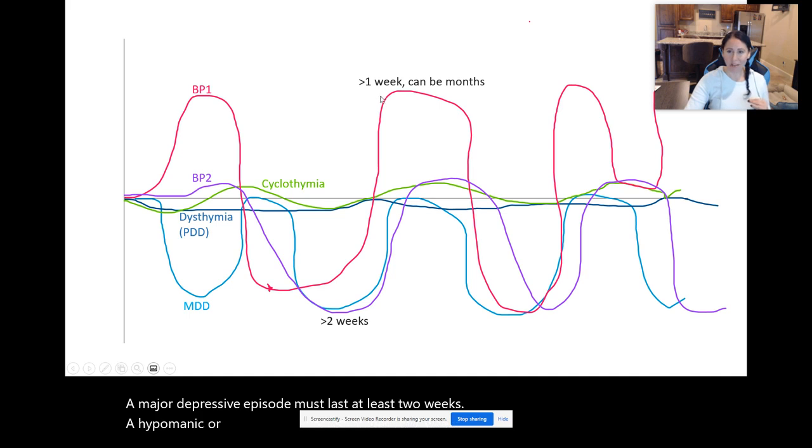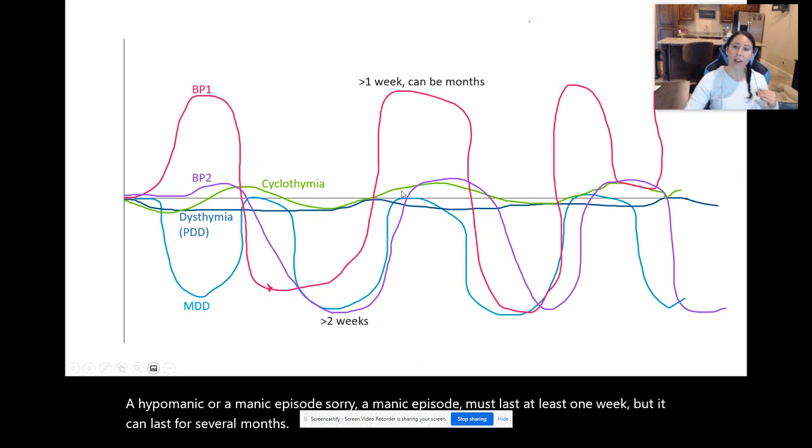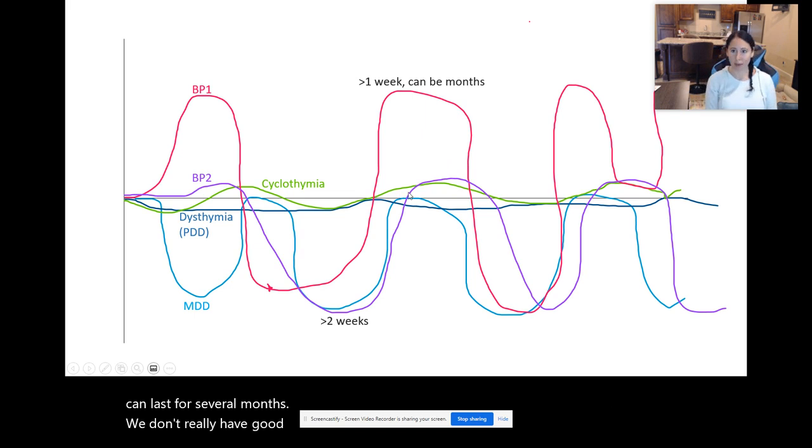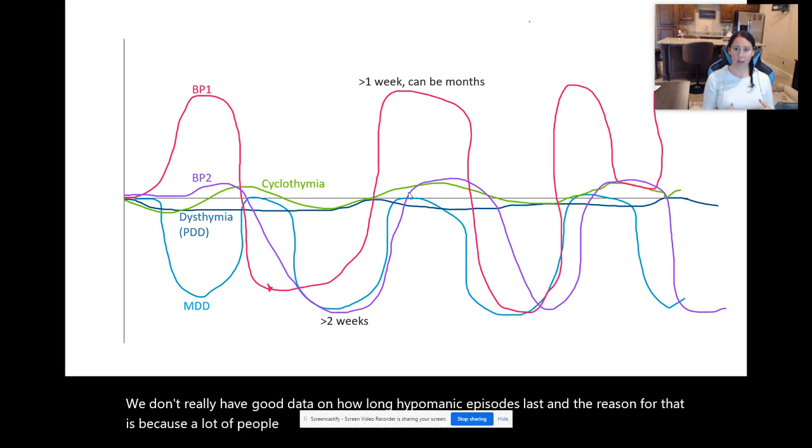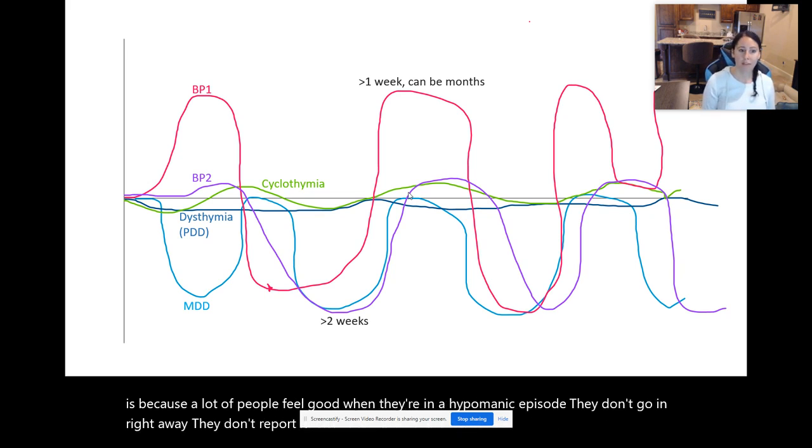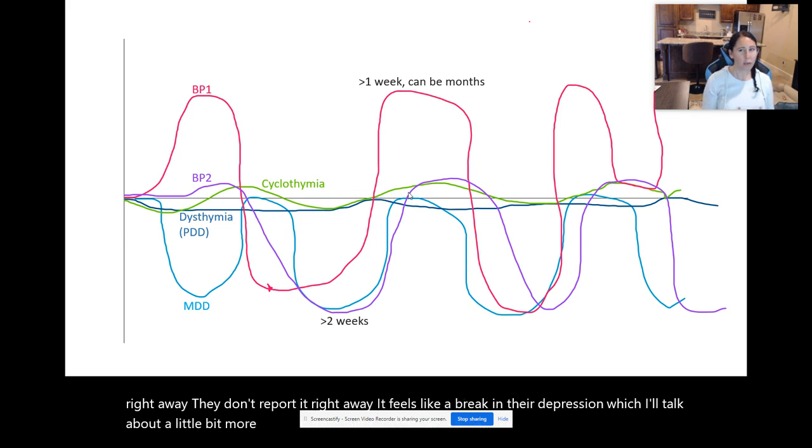A manic episode must last at least 1 week, but it can last for several months. Now, we don't really have good data on how long hypomanic episodes last. And the reason for that is because a lot of people feel good when they're in a hypomanic episode. They don't go in right away. They don't report it right away. It feels like a break in their depression, which I'll talk about a little bit more later. So we don't really have good data on how long those tend to last. Most experts estimate probably a few weeks.